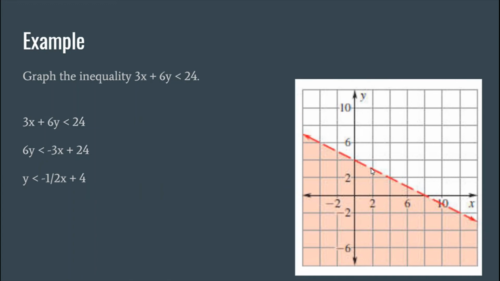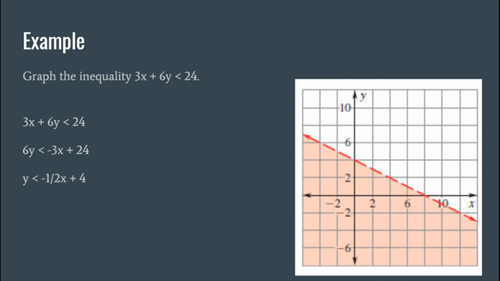Now the type of line we use is based on the symbol we have here. This is a less than symbol, so that's why we have a dashed line here. If you have a less than or greater than symbol, use a dashed line. Less than or equal to, greater than or equal to, solid line, like in the previous example.